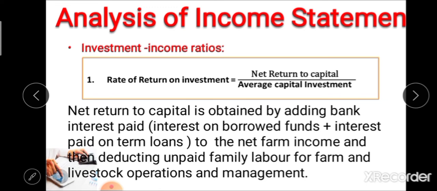So this net return to capital can be obtained by adding bank interest to the net farm income, and from this net farm income deducting the unpaid family labor used in farm and livestock operations, we get net return to capital. And by taking the ratio of net return to capital and average capital investment, we get rate of return on investment. So these two ratios are the investment income ratios.